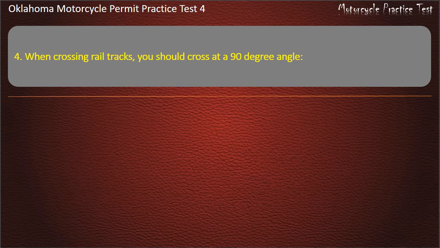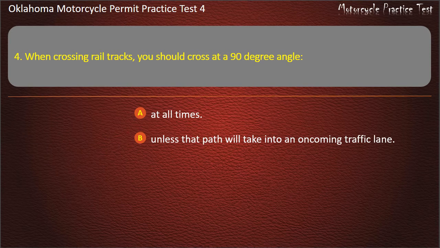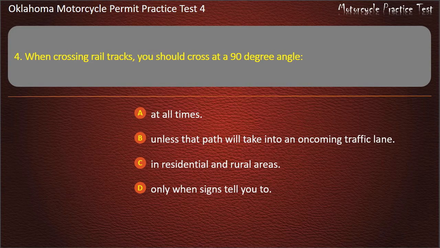Question 4. When crossing rail tracks, you should cross at a 90-degree angle, at all times, unless that path will take you into an oncoming traffic lane. In residential and rural areas, only when signs tell you to. Answer. Unless that path will take you into an oncoming traffic lane.